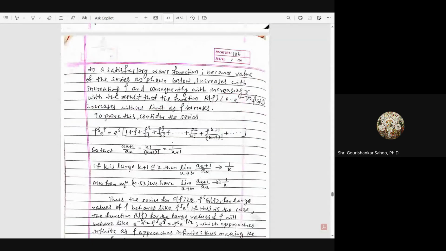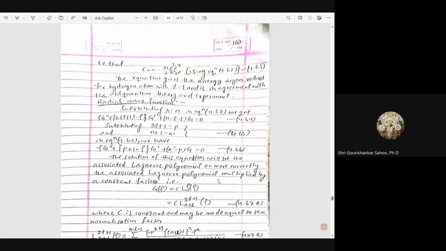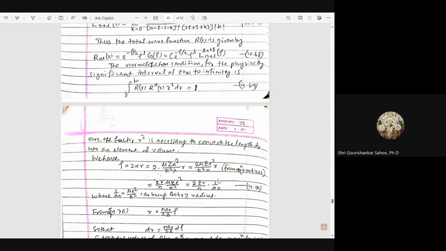Now from the recursion formula, you have the asymptotic solution, and by solving it, you will have the hydrogen-like atom problem solution. En is equal to −μZ²e⁴/(2ħ²n²), and the radial wave function can be written as R_nl is equal to the square root of (2Z/na₀)³ (n−l−1)!/(2n[(n+l)!]³) e^(−Zr/na₀) (2Zr/na₀)^l L_{n+l}^{2l+1}(2Zr/na₀).